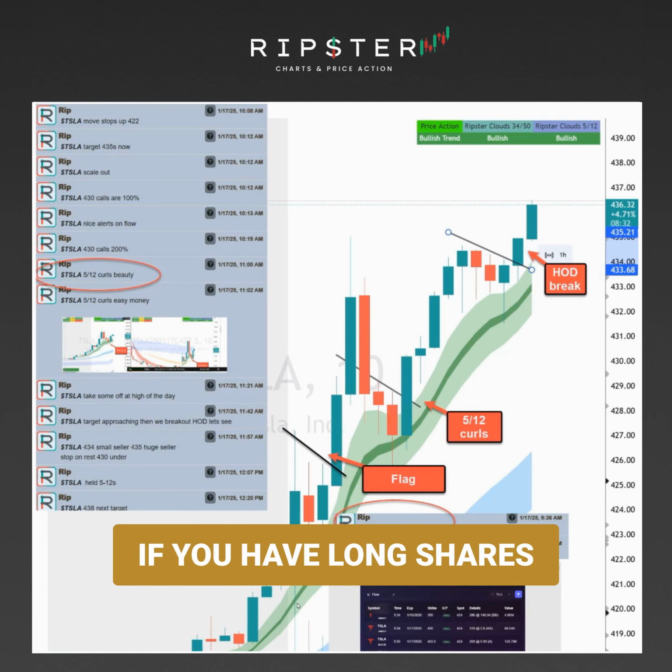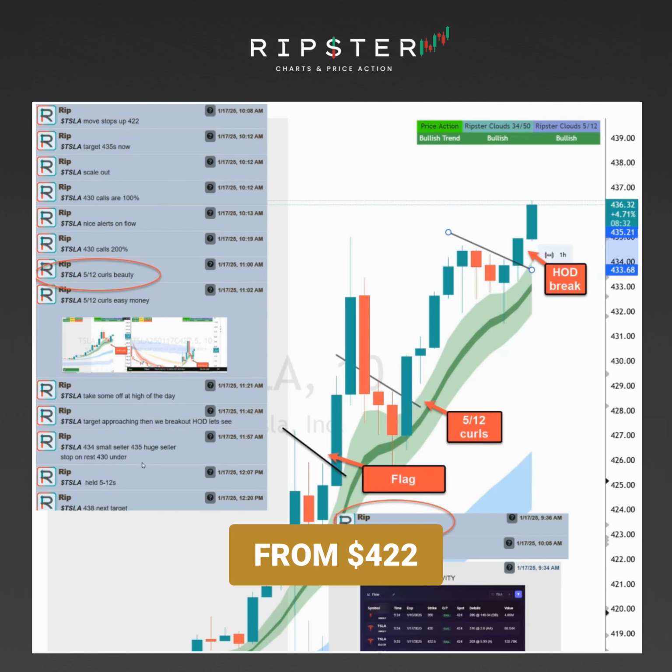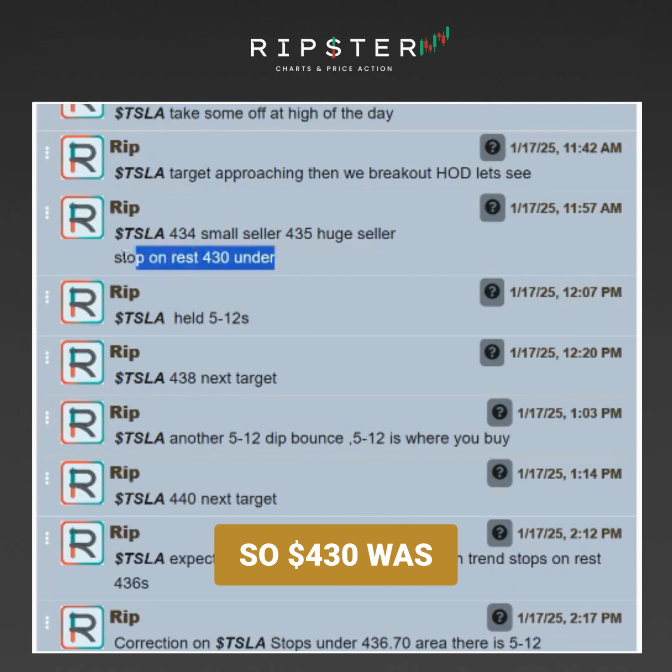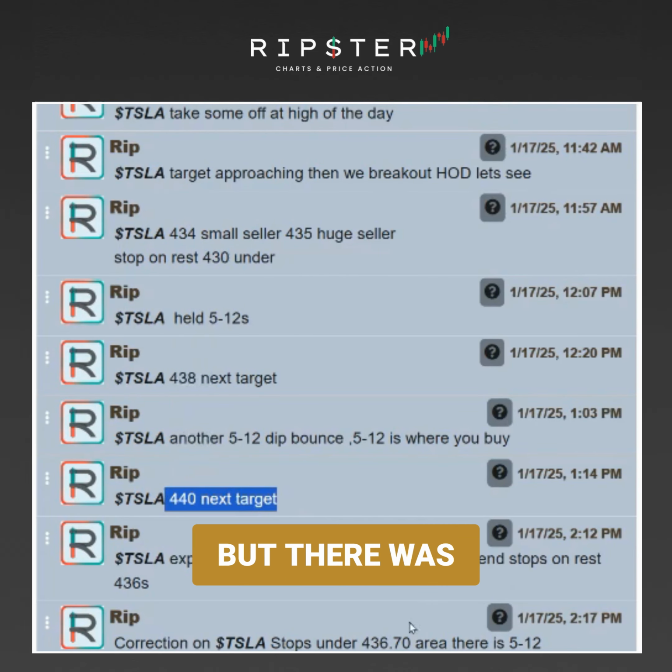If you have a original position, if you have long shares or even options that you want to hold, keep moving stops up. I kept giving the stops higher from 422. We moved the stops to 430s, then we finally moved to 437 on Tesla. So 430 was our stops. Final target was 440s, but there was a big seller on 440.